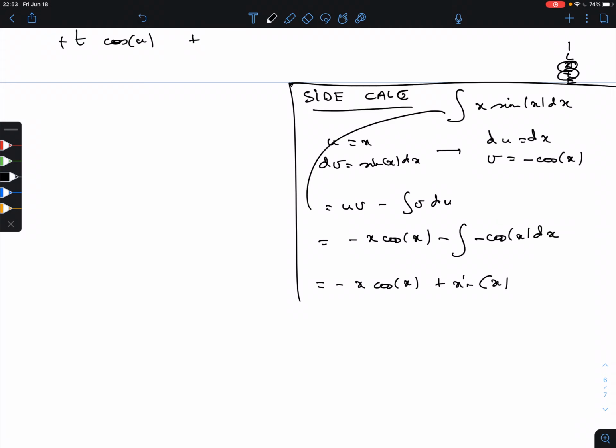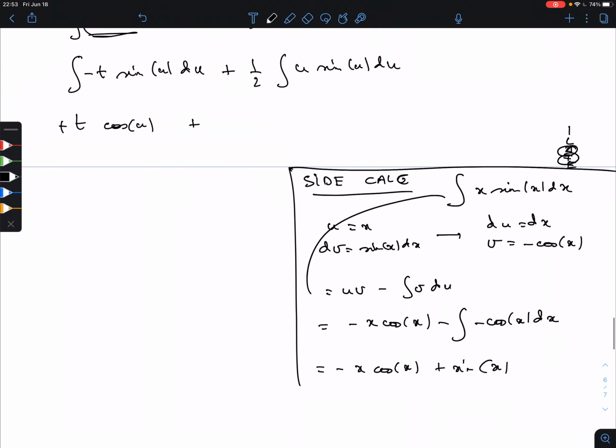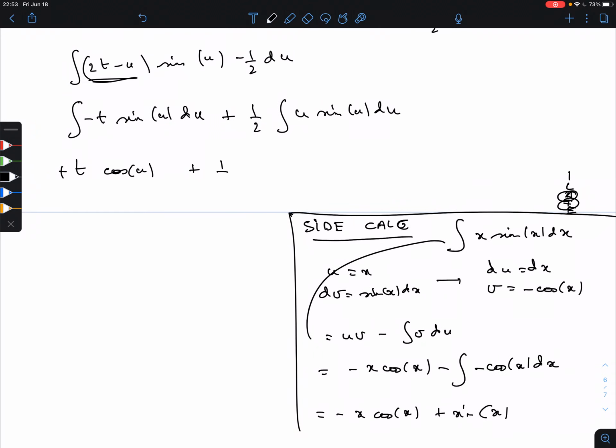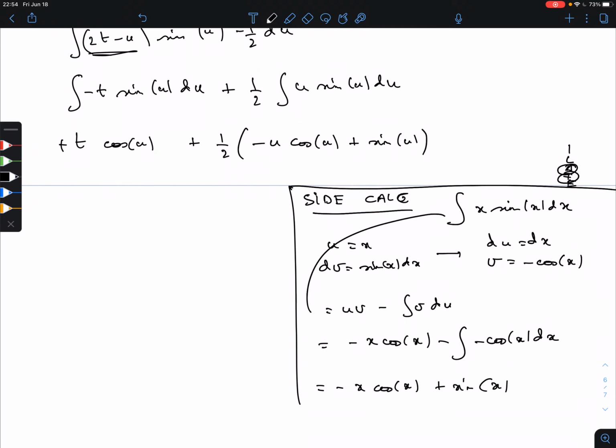The derivative of cosine is sine. Okay, so this integral is a half, and instead of x's I should write u's now. Minus u cosine u plus sine u. All right, that's what we have. Now we can combine these two cosine u's. This is t minus a half cosine u plus a half sine u.